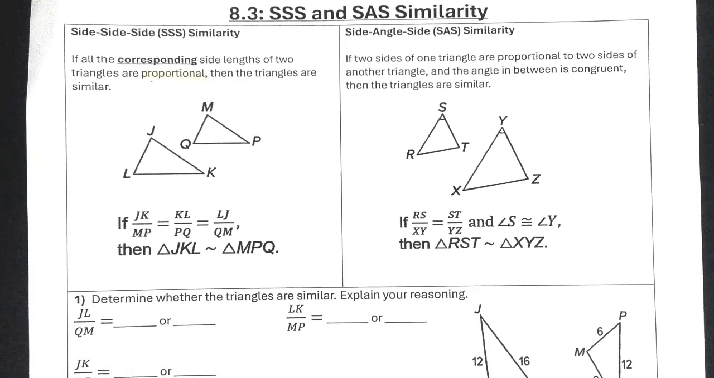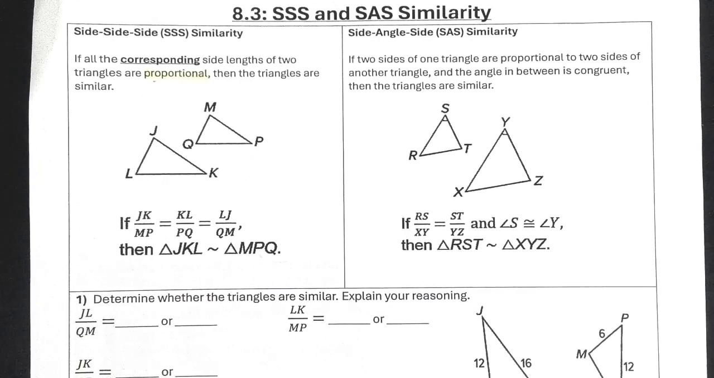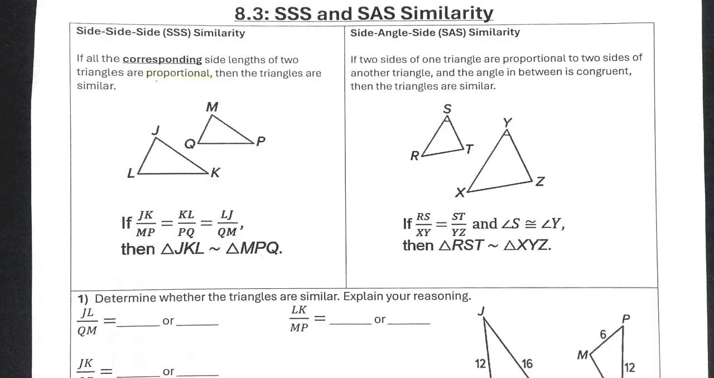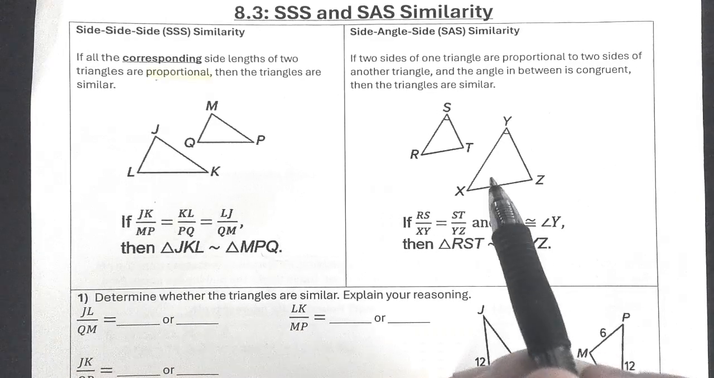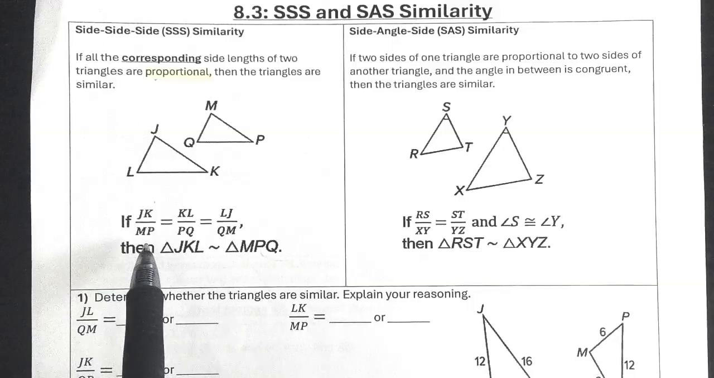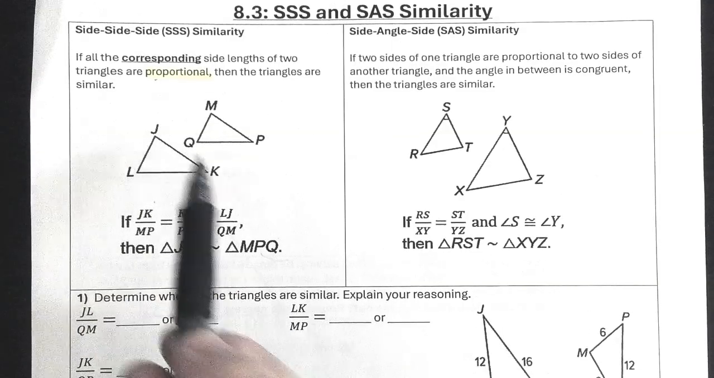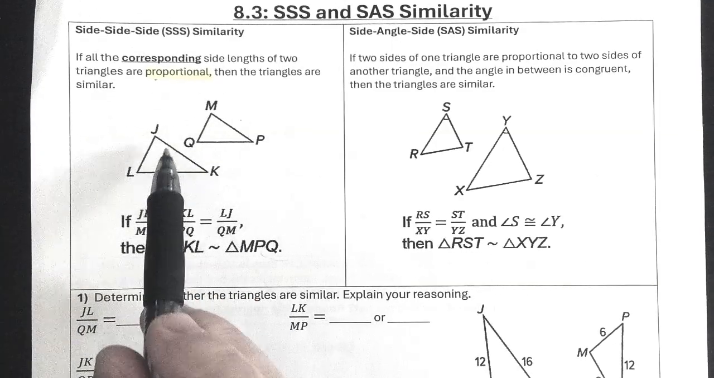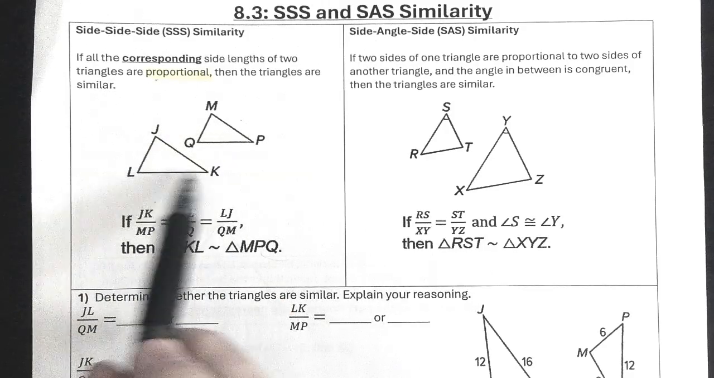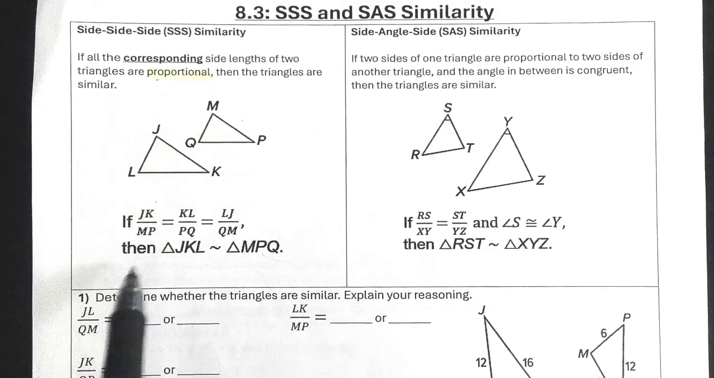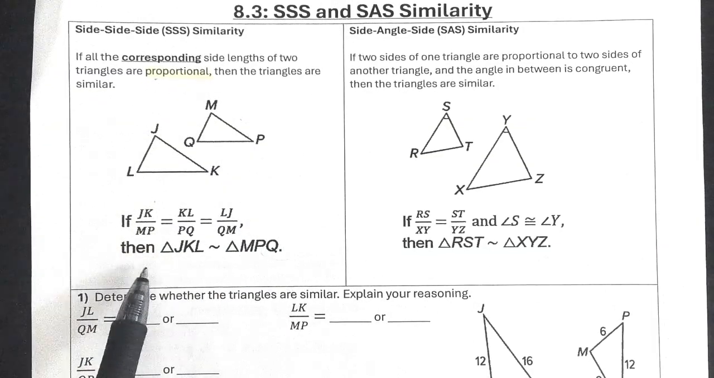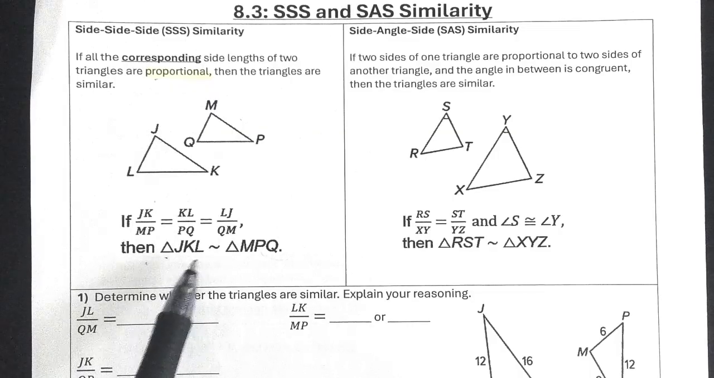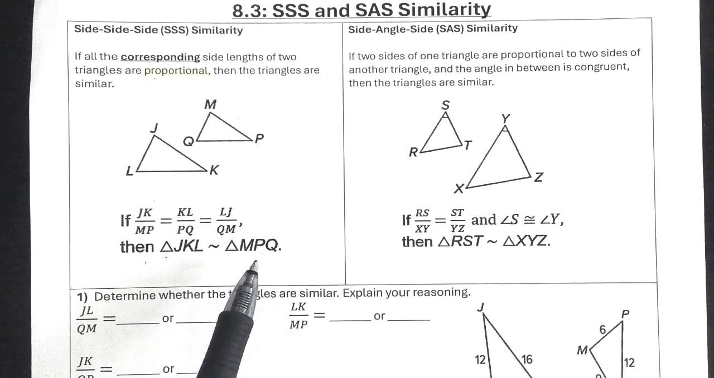Last lesson we were just talking about angles, and we did the sides and everything, but we were kind of focusing on that. This time we're going to focus more on sides. So we got these two triangles. Let's say JK to MP. You'll notice left to right, top, bottom. All right, KL, PQ, LJ, QM. And if that's the case, then triangle JKL is similar to triangle MPQ.